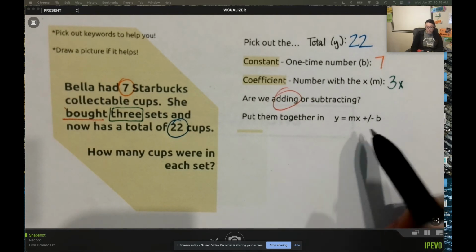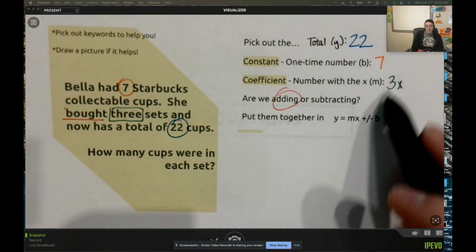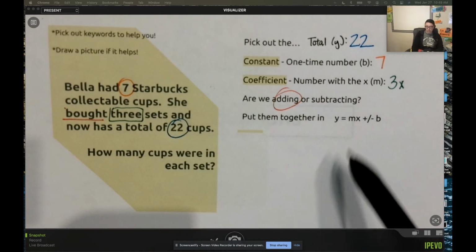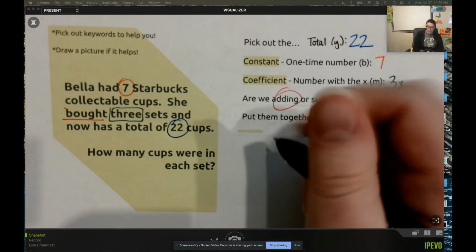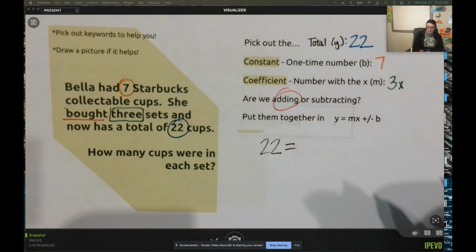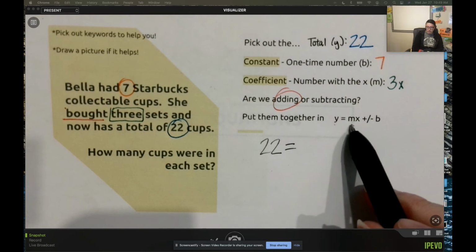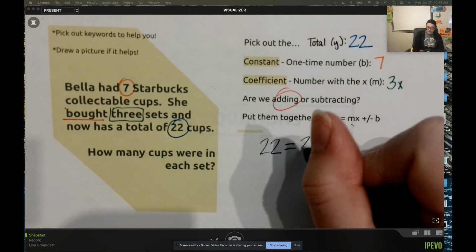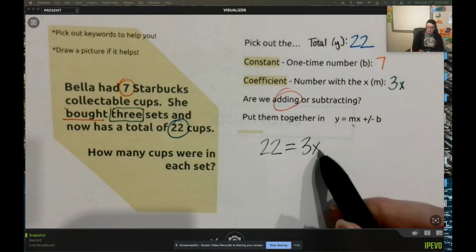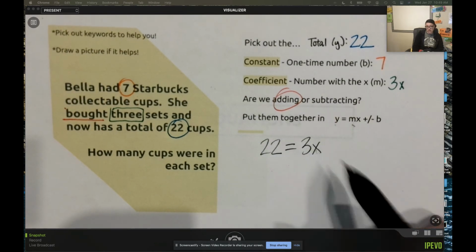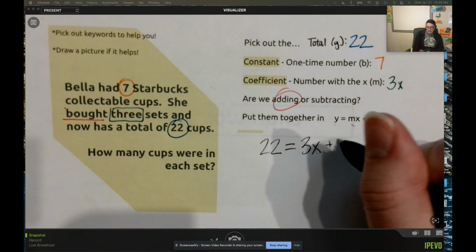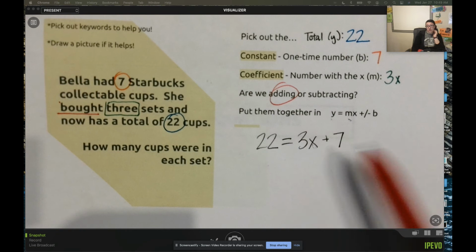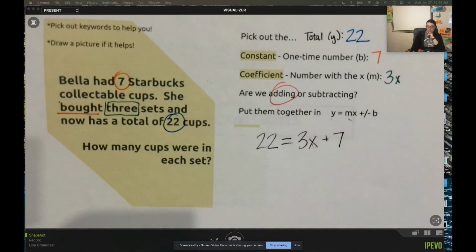So now I remember y equals mx plus b. I plug in the information from my word problem. My y, my total number of cups, is 22. My slope with my variable, my coefficient with my variable, is 3x. That's the number of sets she bought, and we don't know how many cups in each set, plus the 7 that she originally had, that she started with. Coming up with the equation, that's the hardest part.